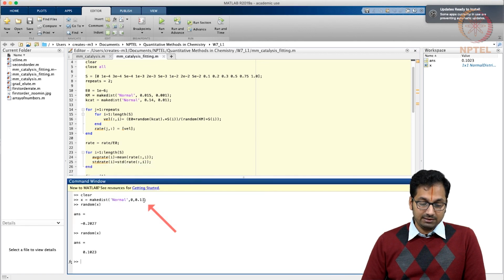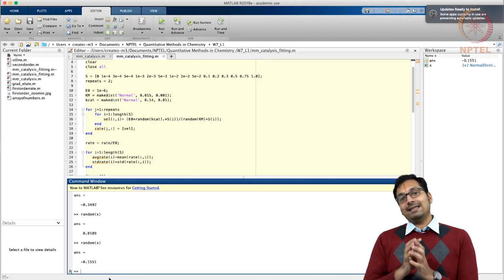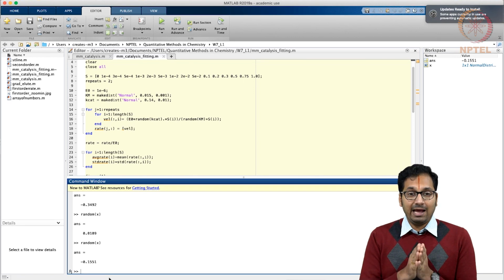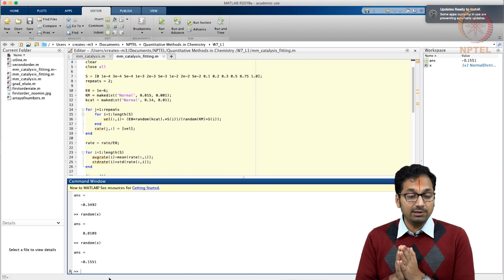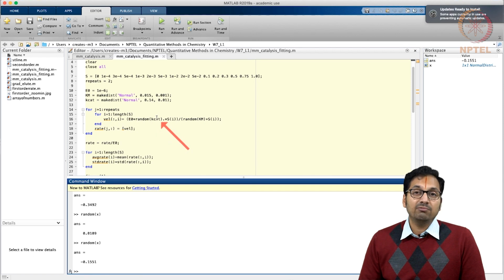So you can keep repeating this random x and you will realize that the value comes out quite different each time you simulate. So this is a nice way to simulate a normal distribution of error for a given average value of the variable that you are trying to look at. Whenever I call random x, it's picking a certain value. So here the random value of kcat is picked and the random value of km is picked, and these two are very different processes.